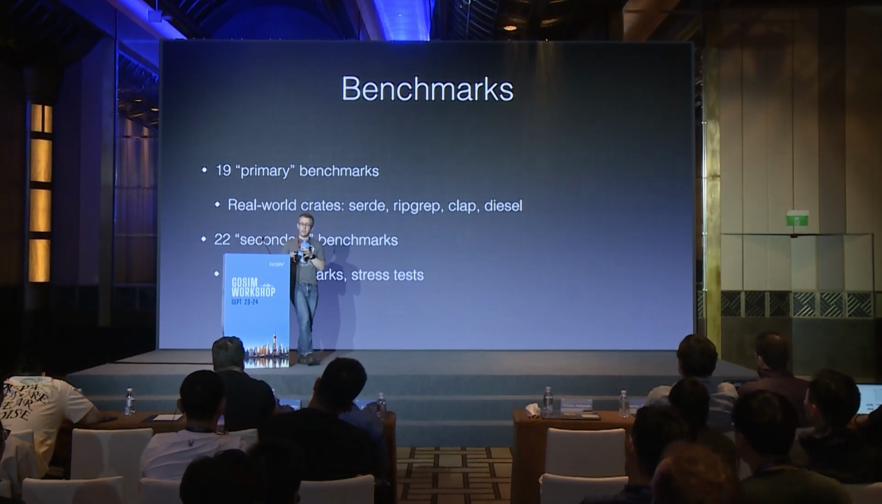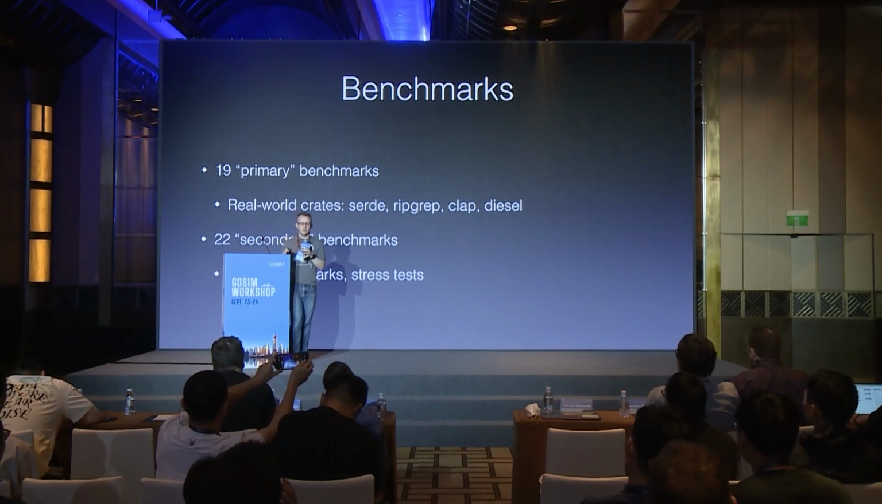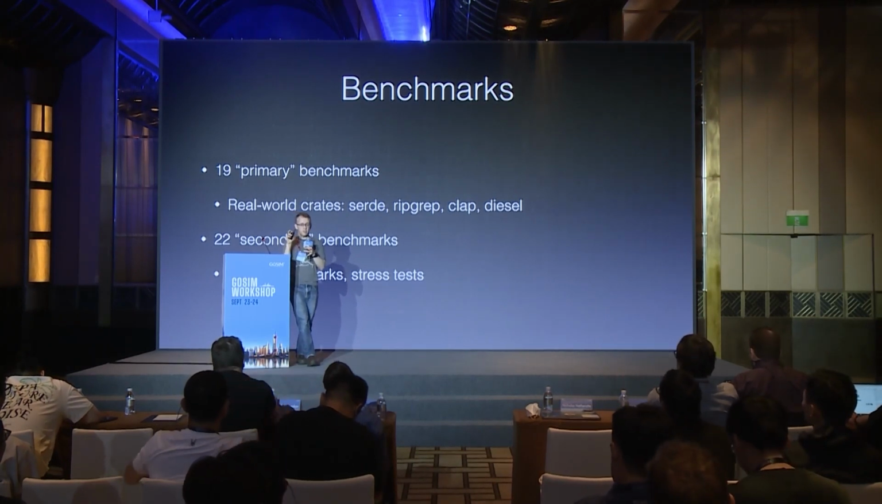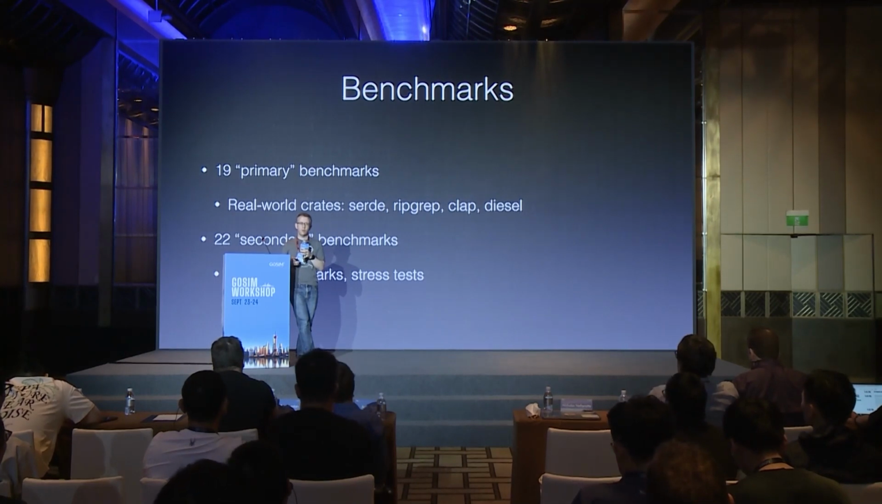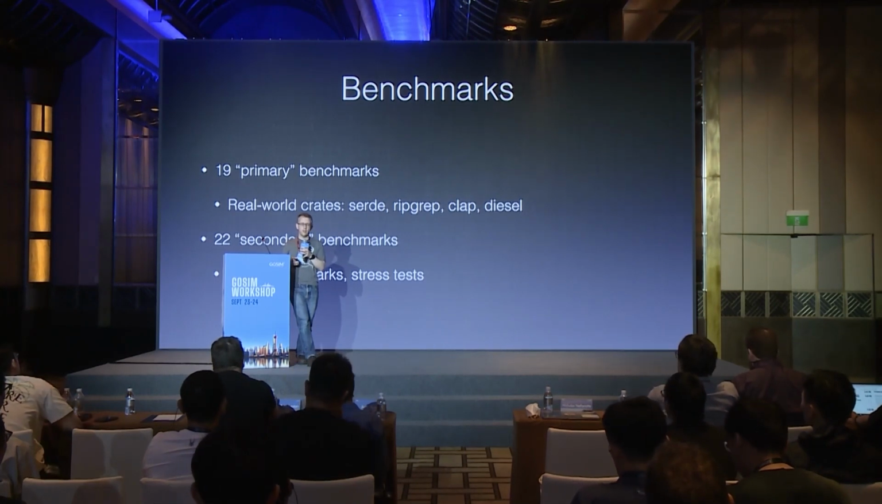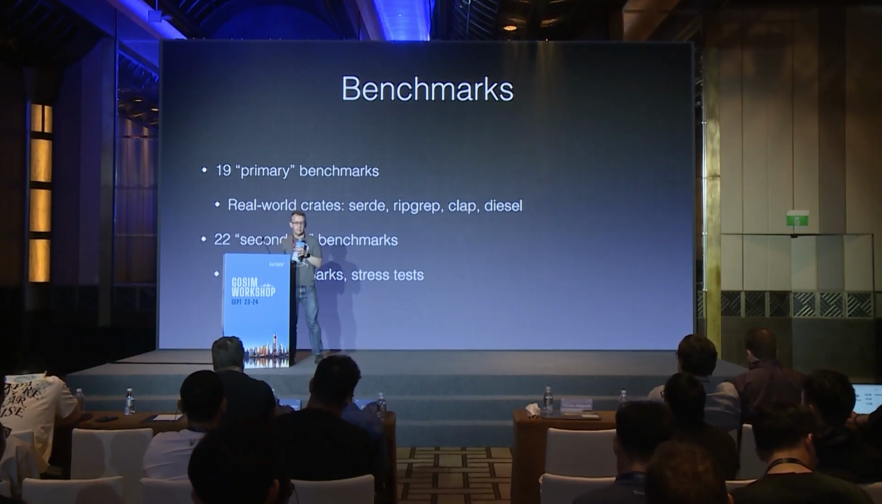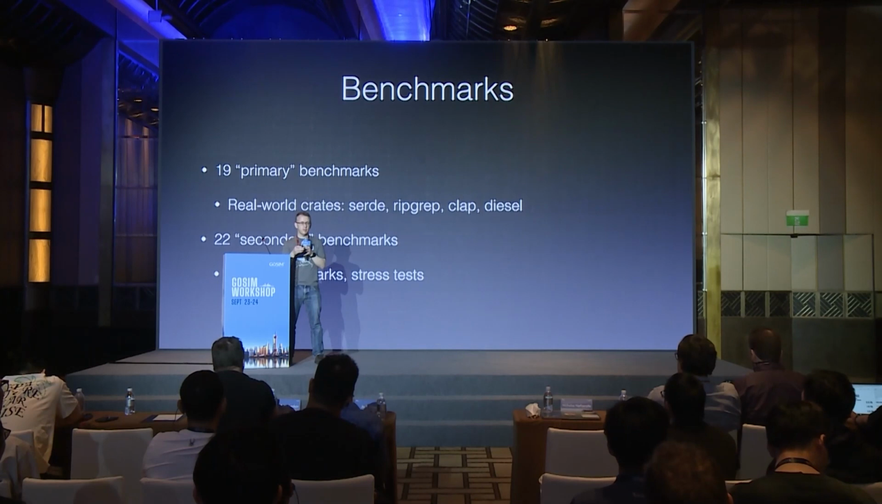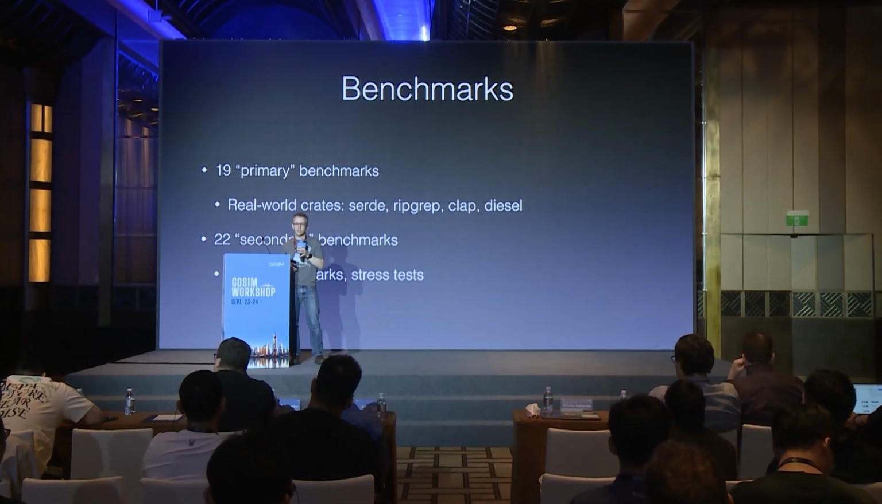So the benchmarks, we have two main categories. In the first category, the primary benchmarks, we have 19 benchmarks. These are all real-world crates, a lot of which you would have heard of, things like Serde, ripgrep, clap, diesel. These are real versions of the crates just pulled from crates.io with no changes, so we're measuring very real-world cases here.